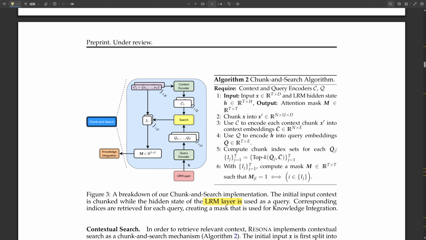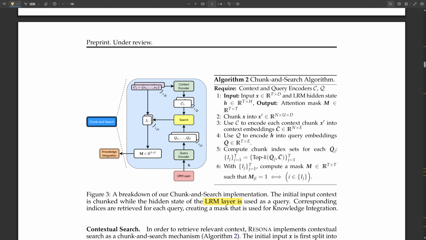The paper outlines this process in Algorithm 2, where they talk about chunking the input, encoding the chunks in state, and then calculating similarity scores, often using something called cosine similarity. Cosine similarity, is that just a fancy way of measuring how similar two things are? Yeah, exactly. It's a way to compare the direction of two vectors so you can tell how much they point in the same direction, which in this case means how similar they are in meaning. And the output of this whole search process is an attention mask, which basically highlights the chunks the reader thinks are most important. And just to make it even clearer, figure 3 in the paper shows a nice diagram of how this whole chunk and search thing works.